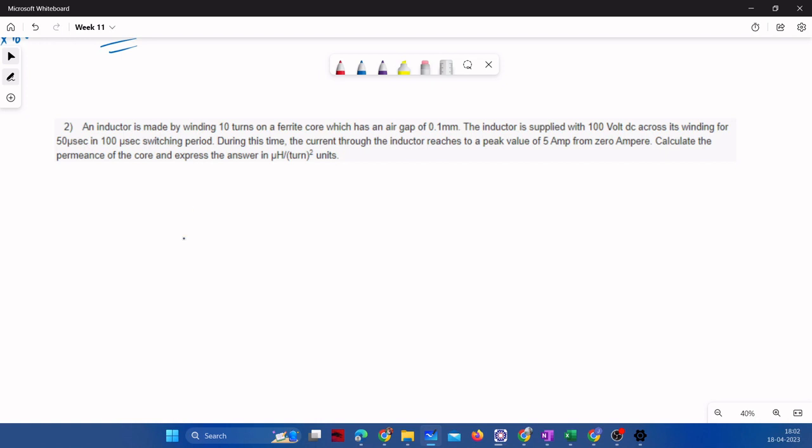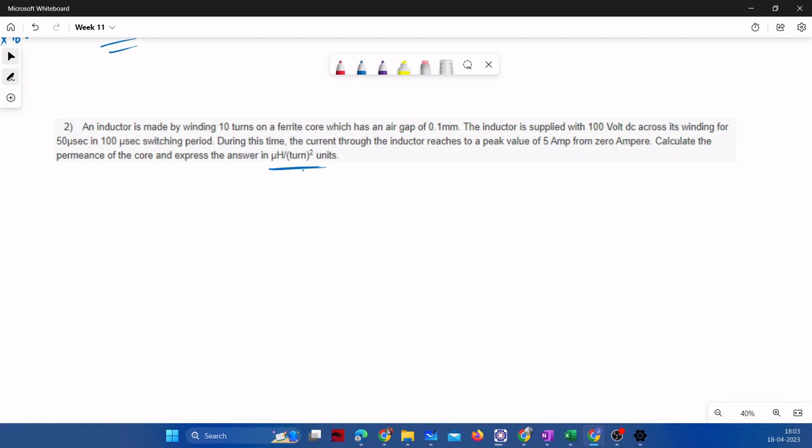And the permeance unit is also given here. It is microhenry per turn square. We need to provide the answer in those parameters. So, what should be the approach to solve this problem? Any hint, any idea? Could you provide?